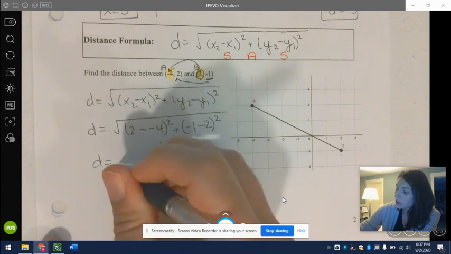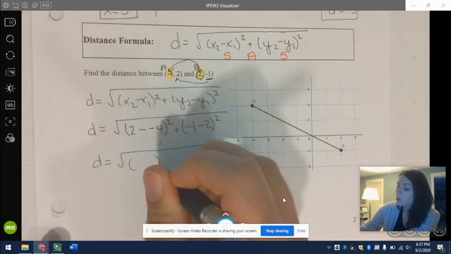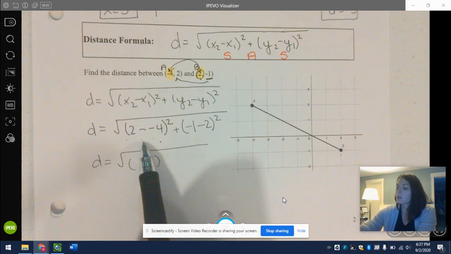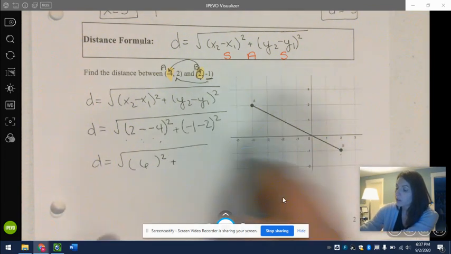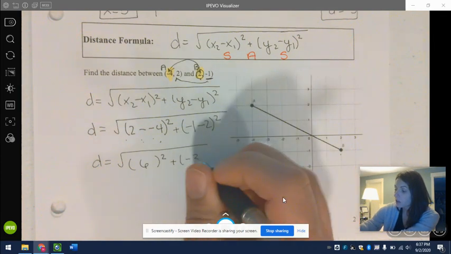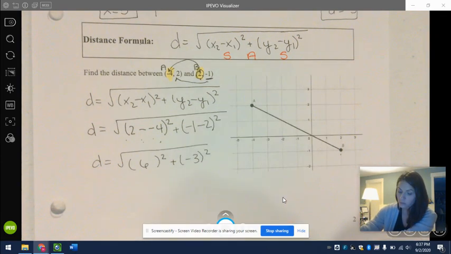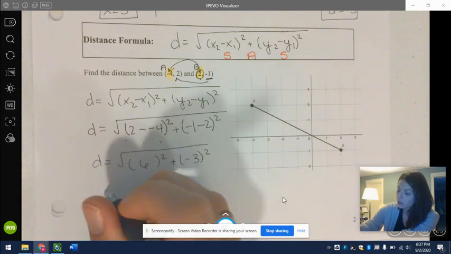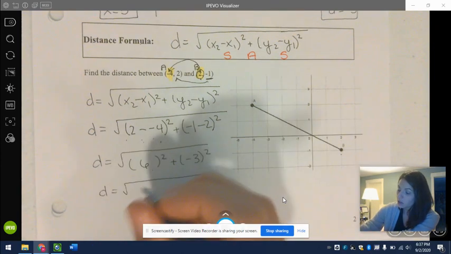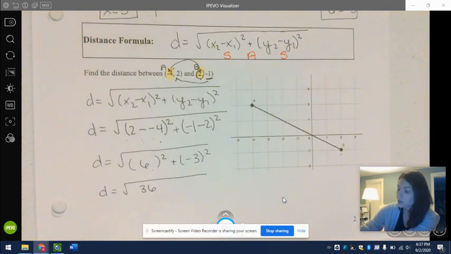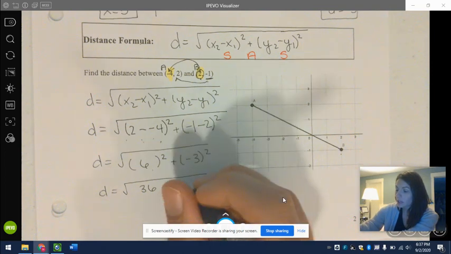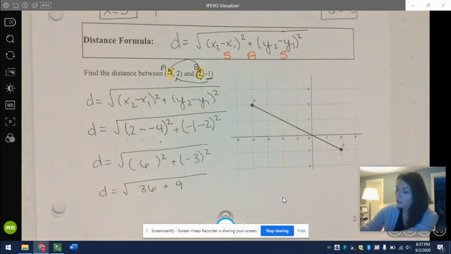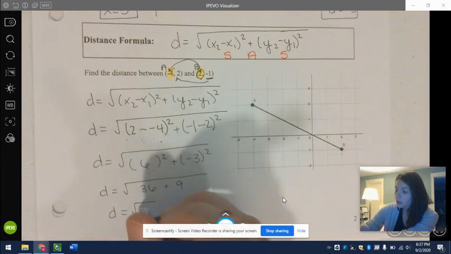Distance equals the square root of, again, following order of operations. So parentheses first makes this 6 squared plus parentheses over here gives me negative 3 squared. Now doing our exponent, 6 squared is 36. Squaring a negative is always going to make it positive. It's going to be negative 3 times negative 3, which gives me 9. 36 plus 9 is 45.